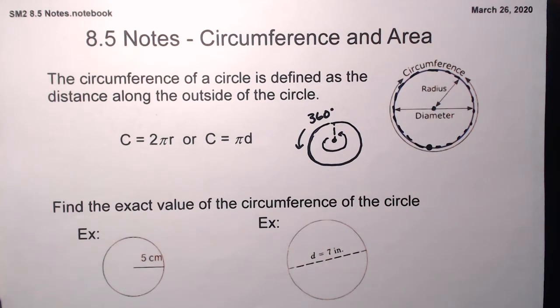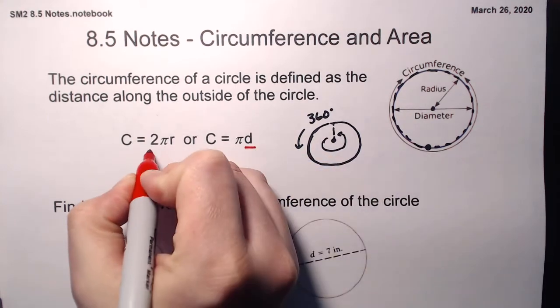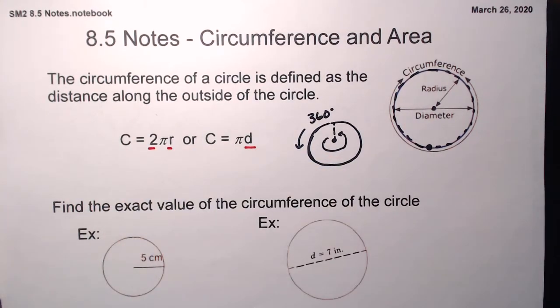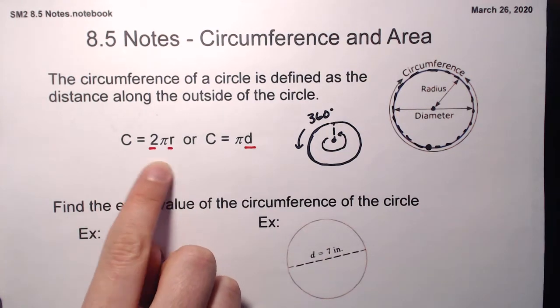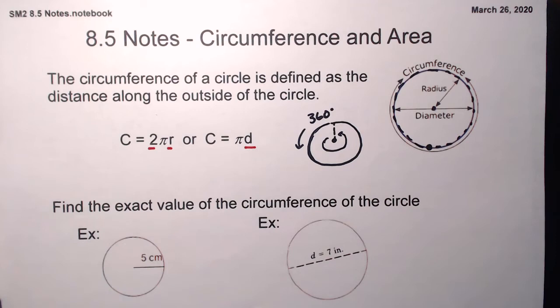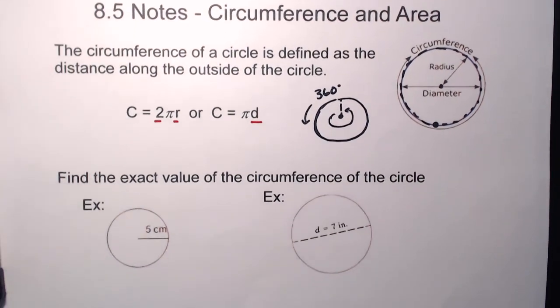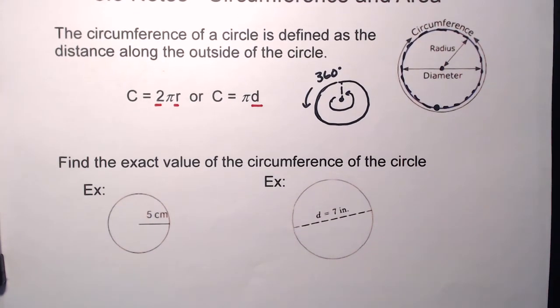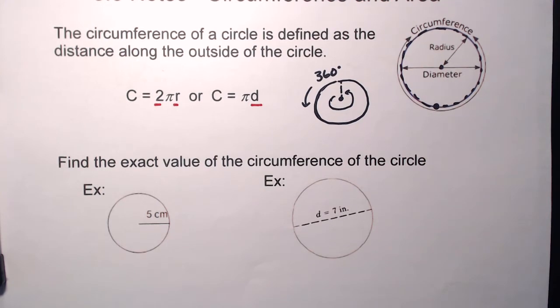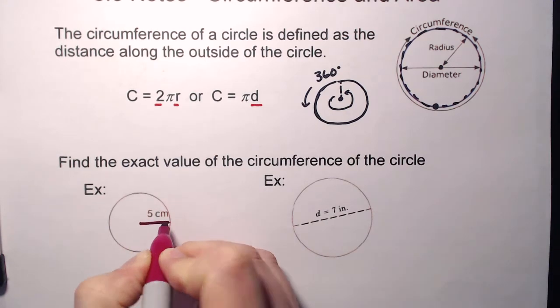And remember, the diameter is equal to 2 times the radius, and so that's why both of those formulas will work. I typically stick with just this formula. I don't have the other one. I don't ever think about it. So to find the circumference of a circle, you're going to take 2 times pi times the radius. So in this first one, the radius is 5 centimeters.